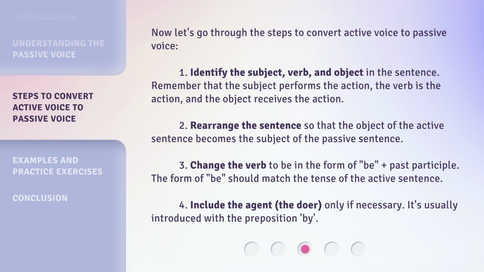3. Change the verb to be in the form of be plus past participle. The form of be should match the tense of the active sentence. 4. Include the agent, the doer, only if necessary. It's usually introduced with the preposition by.